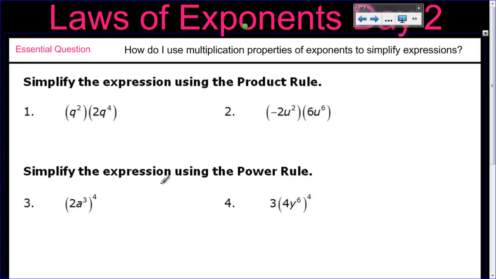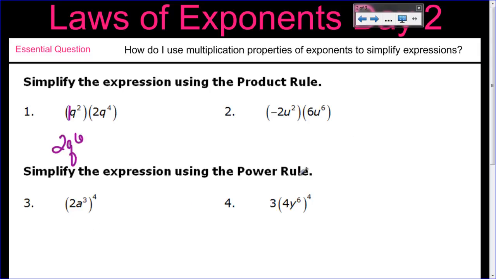So I'm going to multiply coefficients, add exponents, because I'm going to have multiple bases that are the same. And so I want to add the exponents. So here, this is like having a 1q squared times 2q to the 4th. We'll multiply coefficients. 1 times 2 makes 2. Keep the base, and then add the exponents. 2 plus 4 is 6.